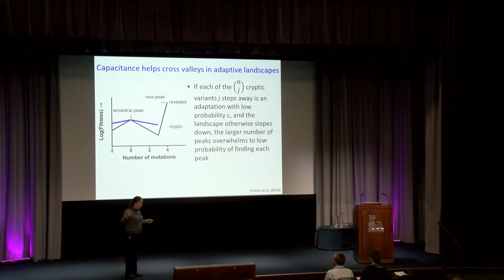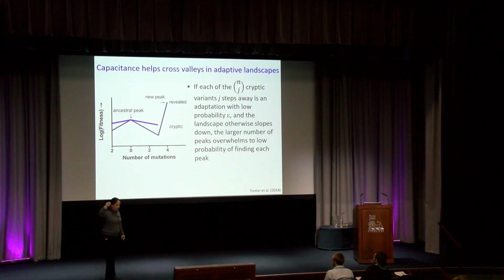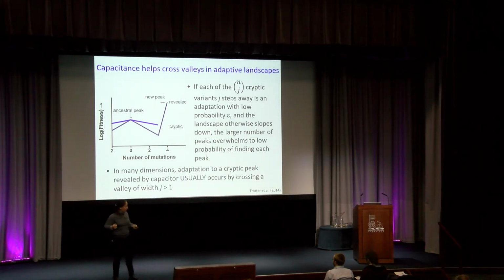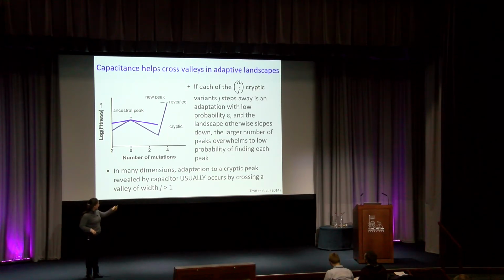If each of those things has a little tiny chance of being an innovation, and the landscape otherwise gently slopes down, so you're at a fitness peak, a local optimum, but somewhere j away is an innovation that would be even better if only you could get there, then what we find is the combinatorics of the numbers of peaks completely overwhelms the problem of valley crossing, and valley crossing becomes not a big deal. Indeed, if you get that many dimensions, you can calculate that if the landscape's constructed this way and you adapt by revealing variation via a capacitor, you usually get a valley being crossed. It is more common than usually going to a local peak that's nearby.